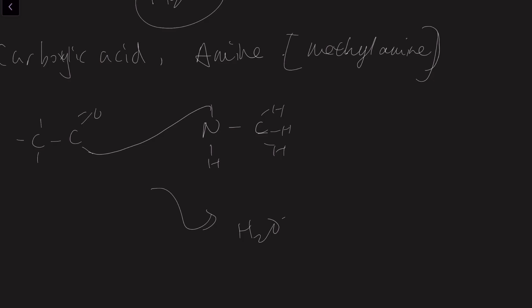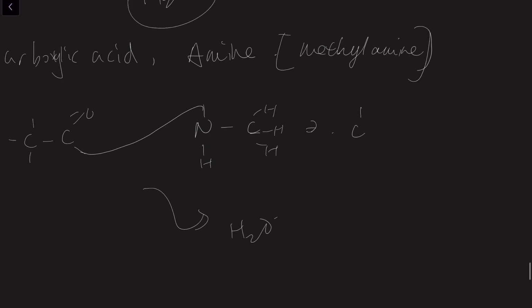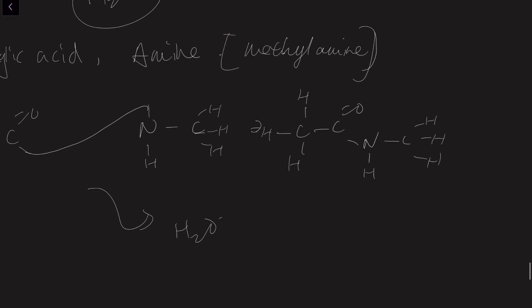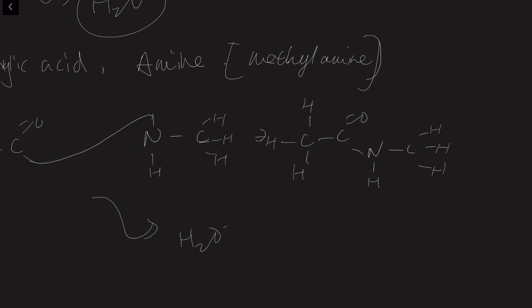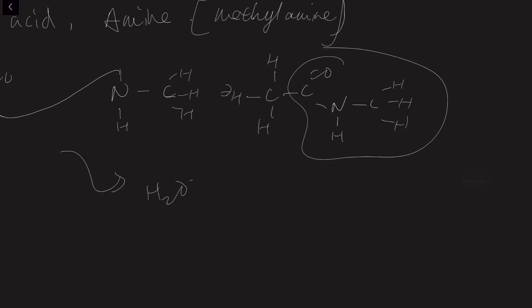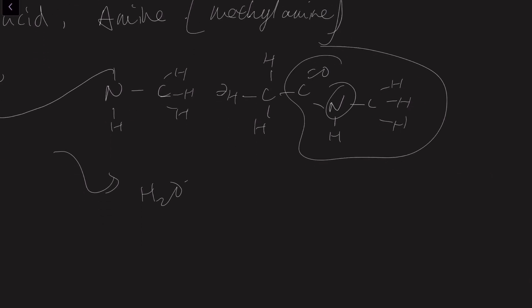So we get CH3CONHCH3. So this still looks like amide. But in this case, the nitrogen atom is connected to only one hydrogen atom. So it is actually a secondary amide.